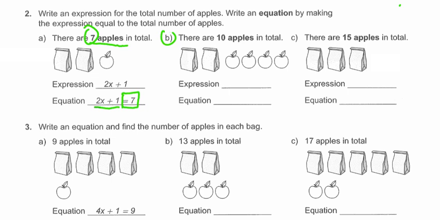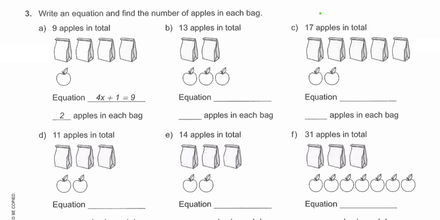I'll do B. Let's see if you guys can do C. So what's the expression here? Well, there's 2x because there are these 2 bags, and then it's plus 4 apples. So 2x plus 4 equals 10 would be my equation. See if you can do C on your own. Let's move on.